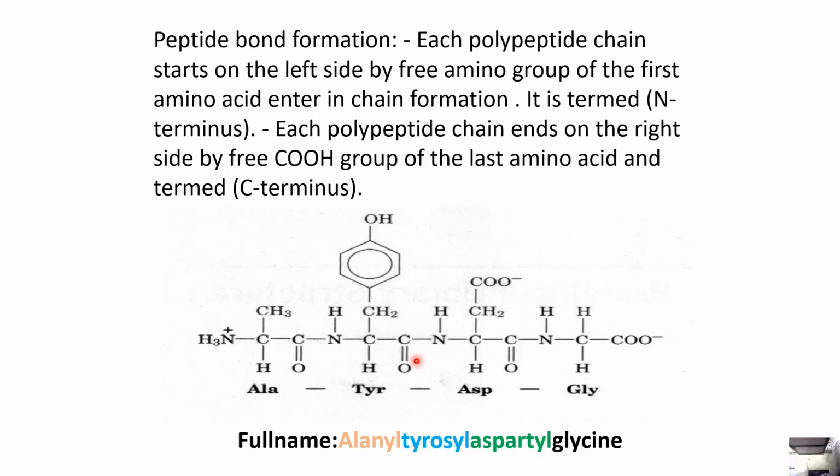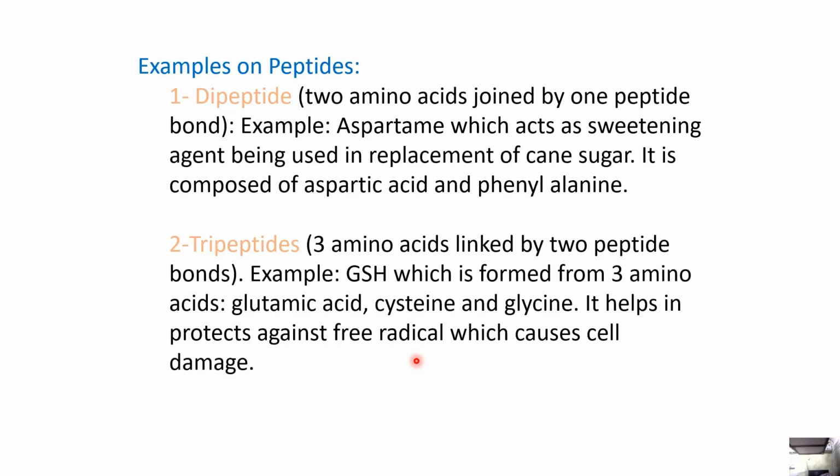Peptide bond formation. Each polypeptide chain starts on the left side with a free amino group of the first amino acid entered in the chain formation. It is termed the N-terminus. Each polypeptide chain ends on the right side with a free COOH group of the last amino acid and is termed the C-terminus.